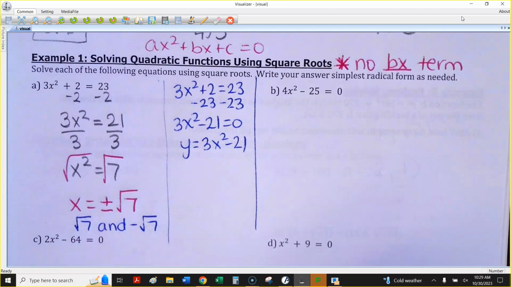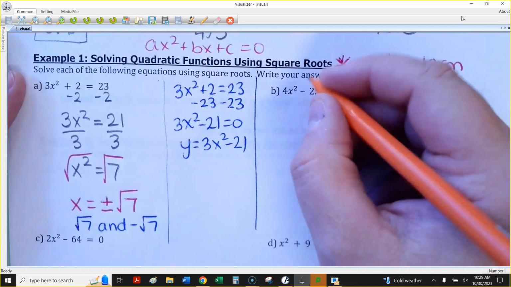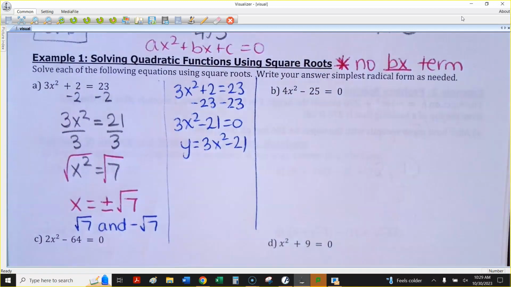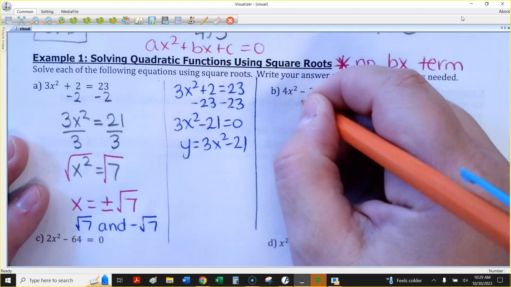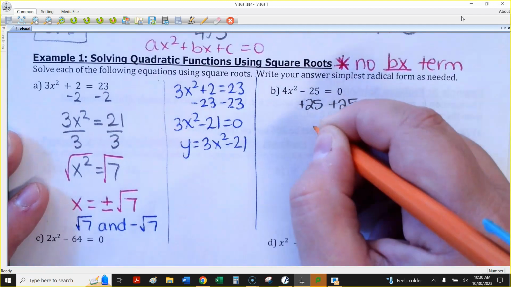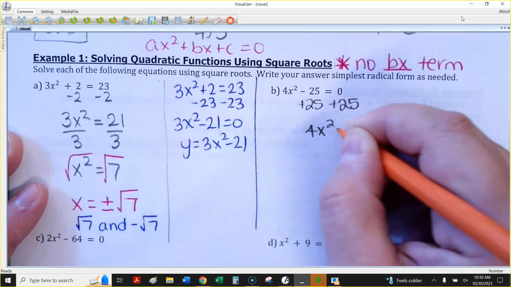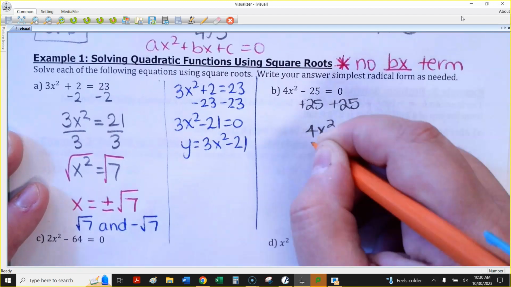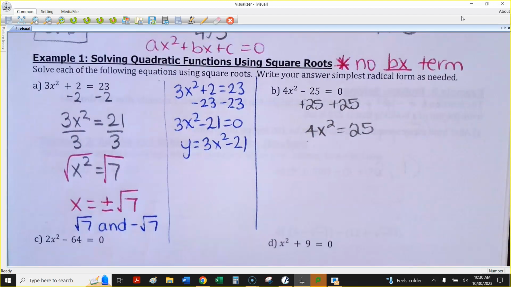Let me look at this next one here. So I've got no x term. I've just got 4x squared minus 25 equals 0. I can get x by itself there. There's nothing I would need to combine that with. So I'm going to add 25. 4x squared equals 25. And then don't take the square root till you get the x squared all by itself.